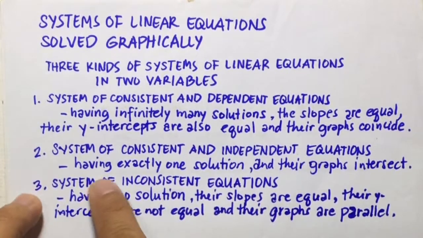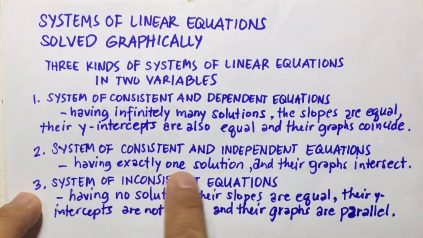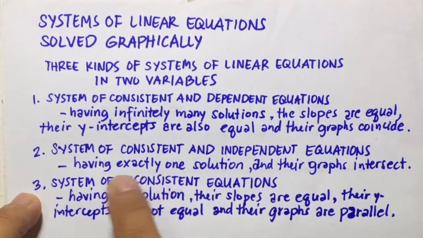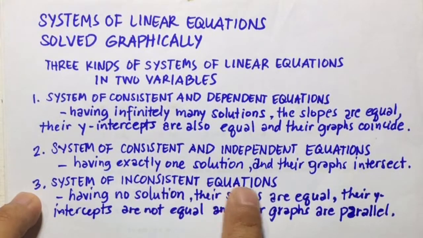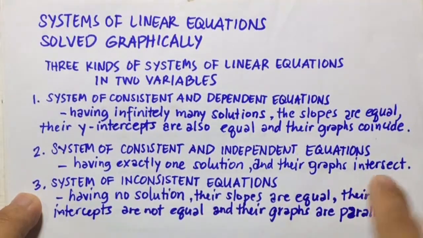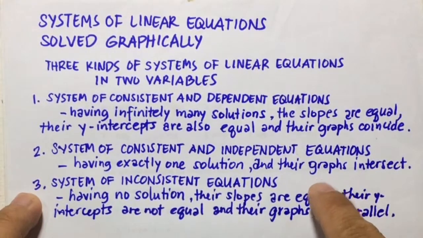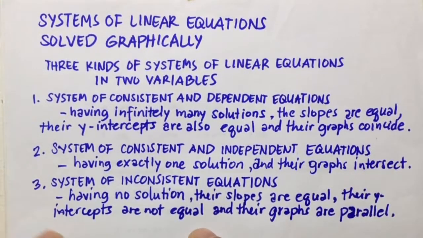Then number two, we have the system of consistent and independent equations. These equations have exactly one solution and their graphs intersect. So they have a point of intersection, and that point of intersection is the solution of the system.